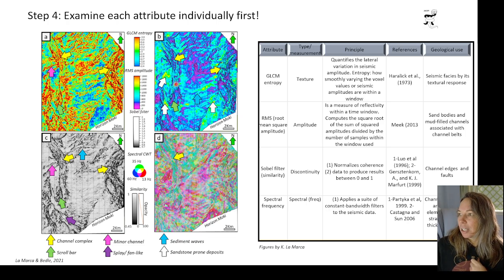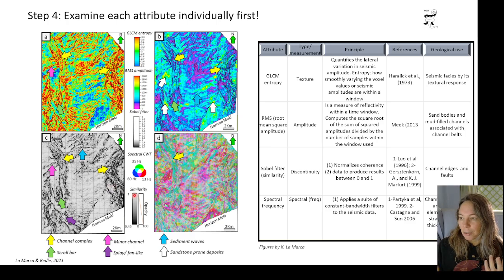How much do they vary? We've got our RMS amplitude. So we're looking at an amplitude. How high are those amplitudes? We've got our coherence here. So Sobel filter is a type of coherence type attribute that we use often. And then we've got a spectral. So we're looking at texture, we're looking at amplitude, frequency, and then our edge detectors.